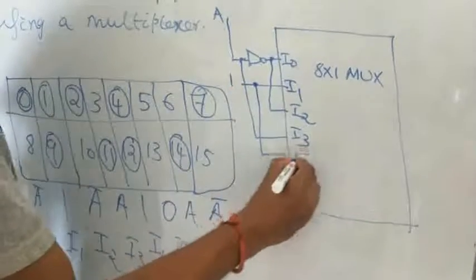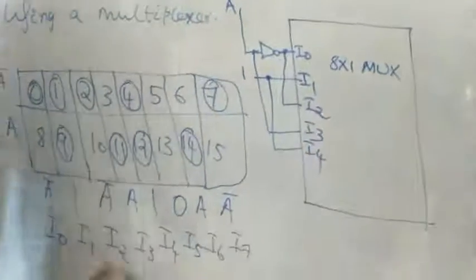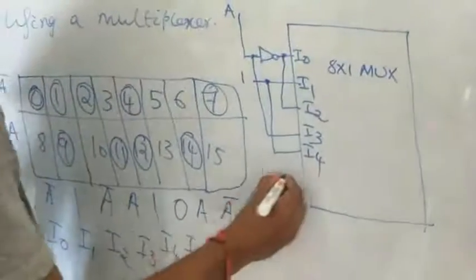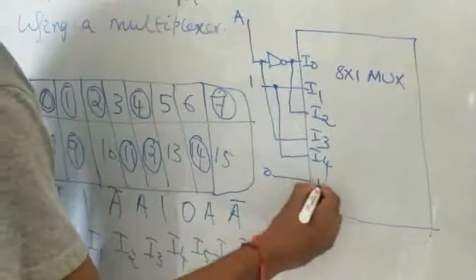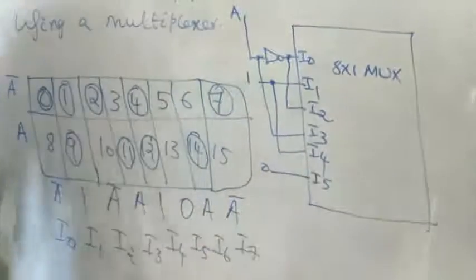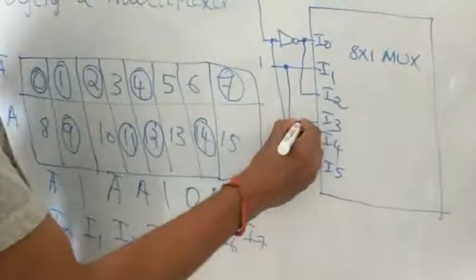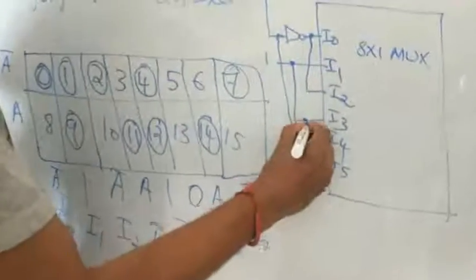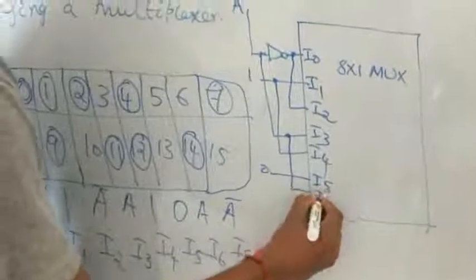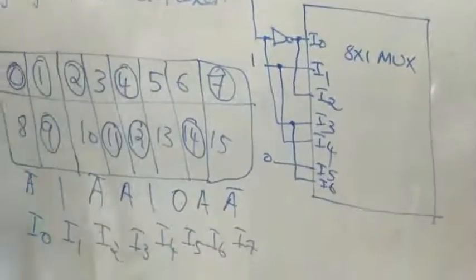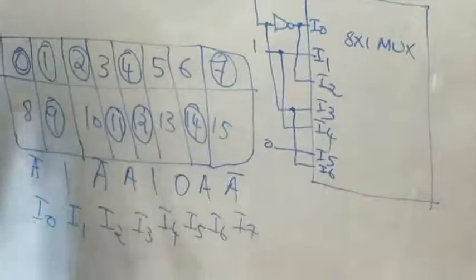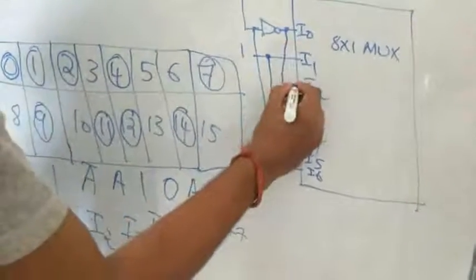This is I4. I5 is 0, so it is a logical input 0. You can write it as I5. I6 is A, once again A. A is available here, so I can take it from here. This is I6. Then I7 is A dash. A dash you can take it from here.